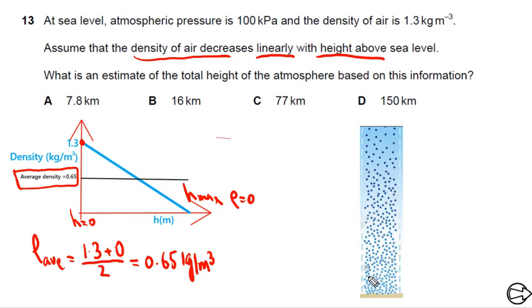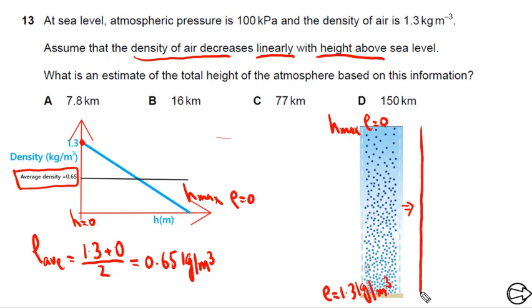We can also look at this one. As you can see, we have a cylinder that is filled with air. So density at this point when the height is equal to 0 is equal to 1.3 kg per cubic meter, and at maximum height density is equal to 0. But this cylinder we can also simply replace with another cylinder that has the same height but its density is average density, meaning it has uniform density.